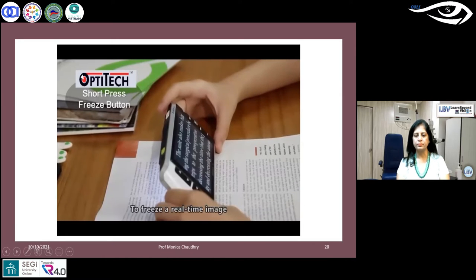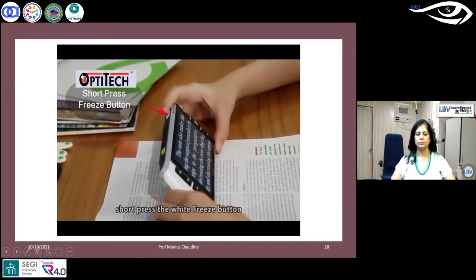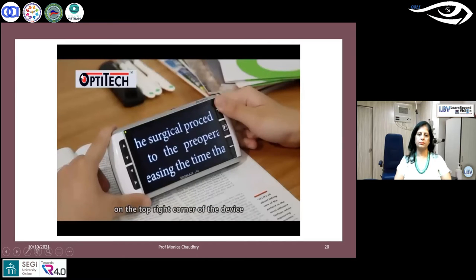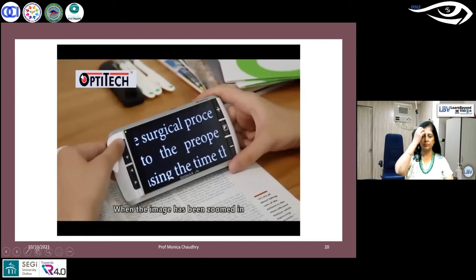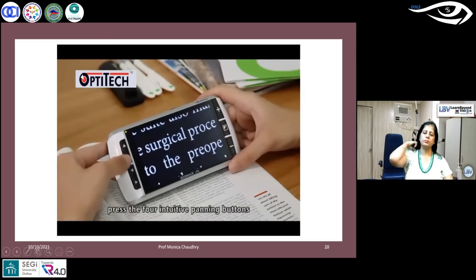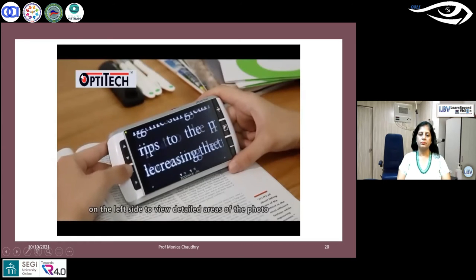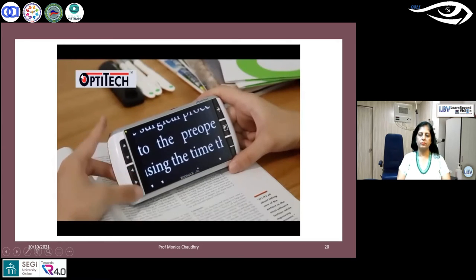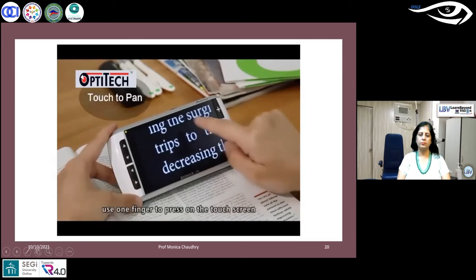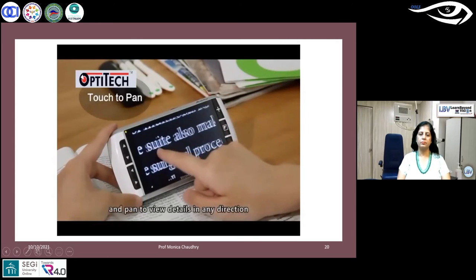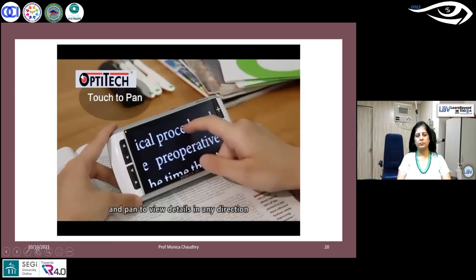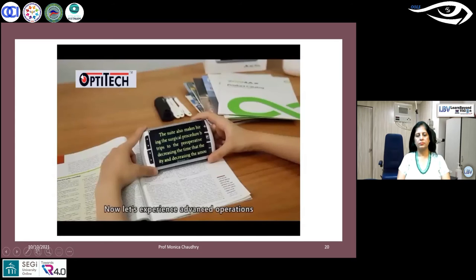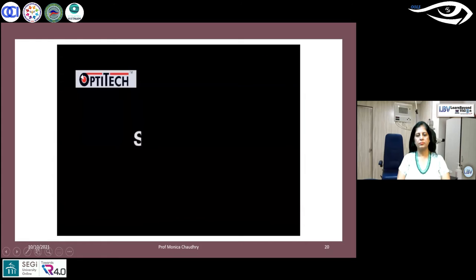To freeze a real-time image, short press the white freeze button on the top right corner of the device. When the image has been zoomed in, press the 4 intuitive panning buttons on the left side to view detailed areas of the photo. You can also use one finger to press on the touch screen and pan to view details in any direction. Now let's experience the advanced operations.